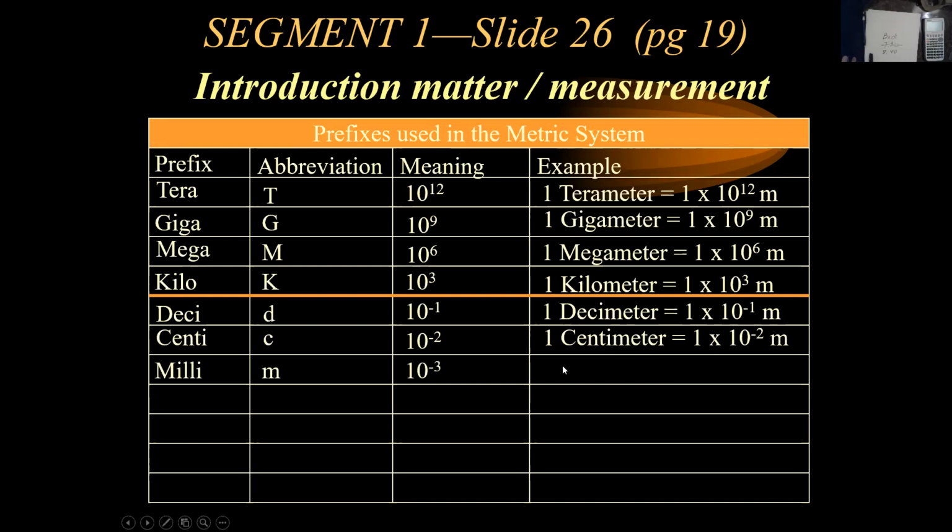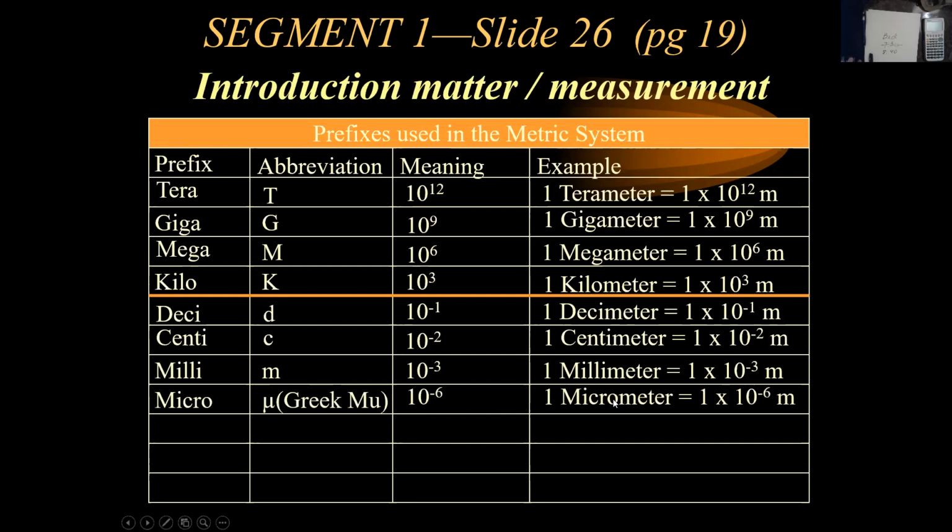Milli is 10 to the minus 3. And millimeters, we don't talk about so much, but we talk about milliliters as volume measurements in lab. Micro is 10 to the minus 6. It's the Greek symbol mu. And you can have micrometers, and that is a common measurement.